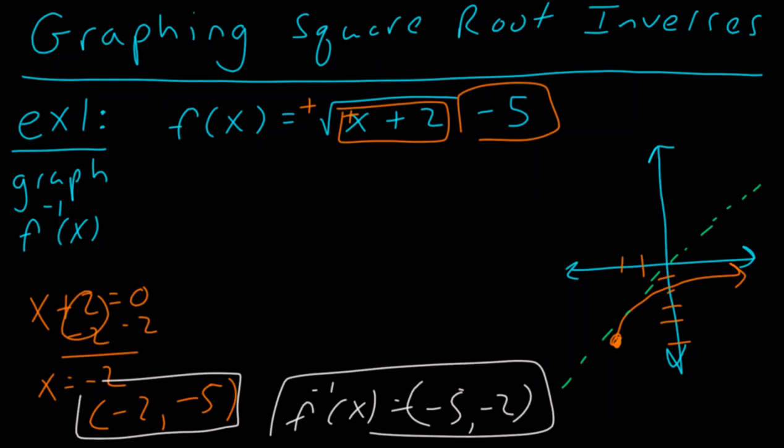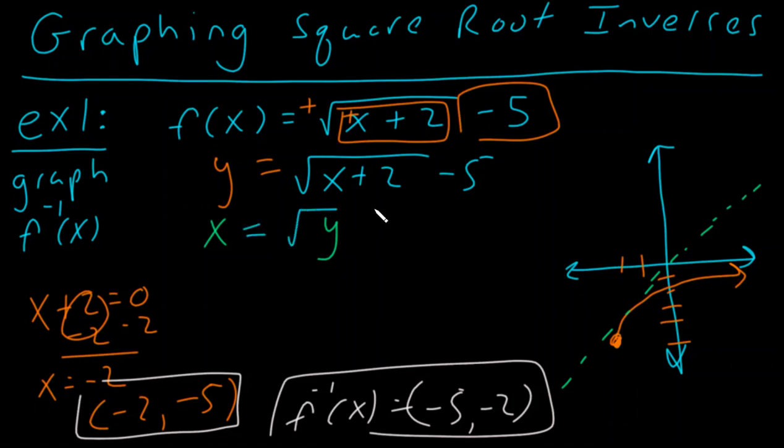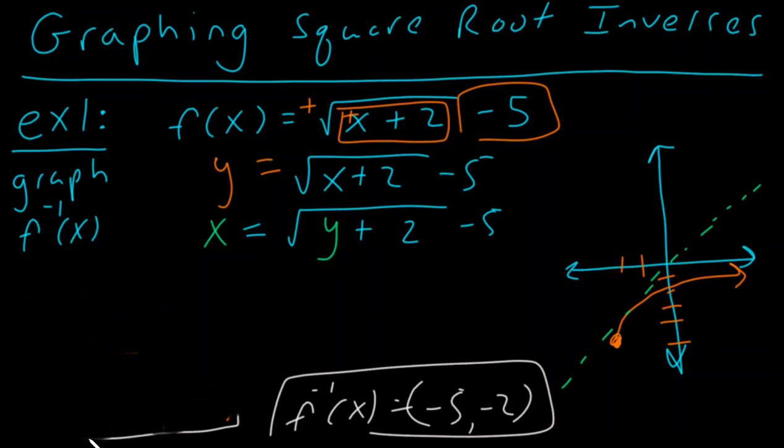We know that we're going to start this problem off by changing f of x into y. And so we can say y is equal to the square root of x plus 2 minus 5. We know that from here, we're going to swap our x and our y, keeping everything else in the same position. And from here, let's go ahead and solve for y. Let me go ahead and erase all that.